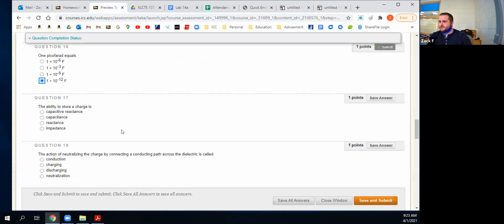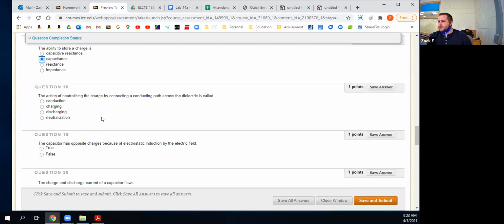What are we doing? 17? Capacitance, ability to store charge, is capacitance. The action of neutralizing the charge by connecting a conducting path across the dielectric is discharging.